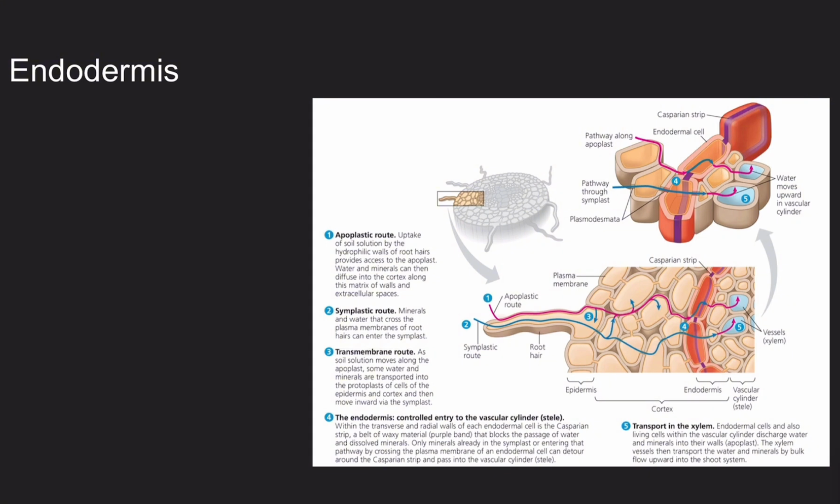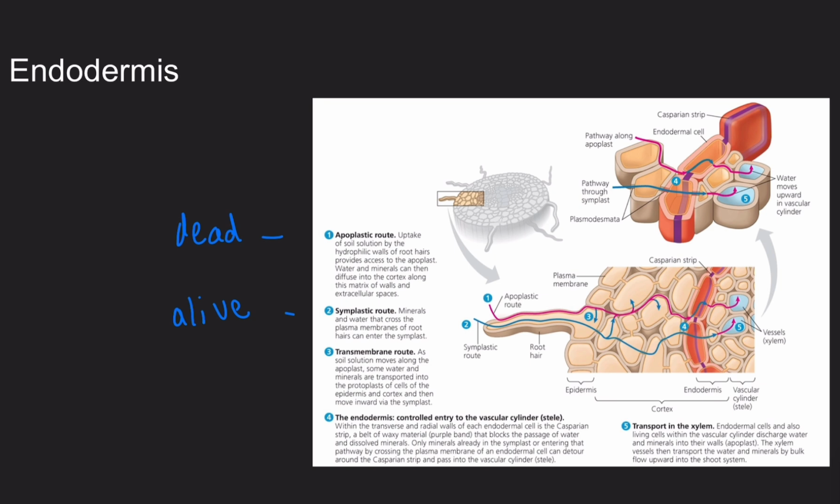So to bring back an aforementioned definition, the apoplast is the collection of dead tissues, such as the xylem or the cell walls. And then a symplastic route is alive, in contrast. The transmembrane route involves components of both the apoplastic and the symplastic route. It simply goes through both the cytosol and also various cell walls. As the soil solution moves along the apoplast, some water and minerals are transported into the protoplasts of cells of the epidermis and cortex, and then move inward via the symplast.